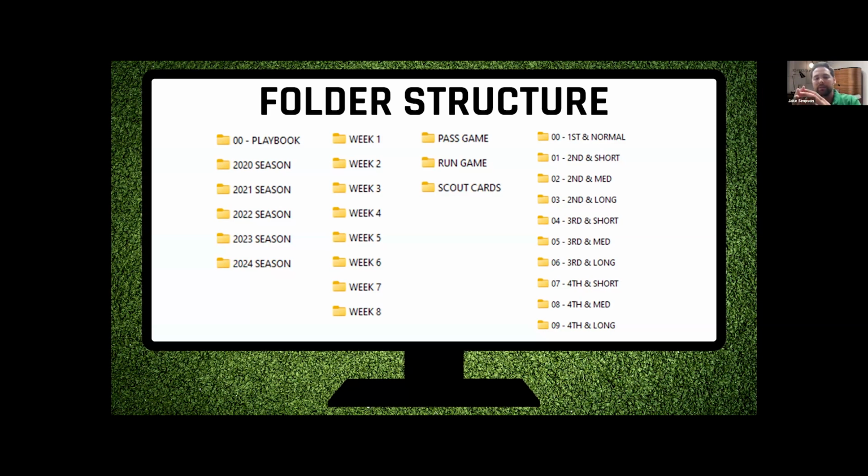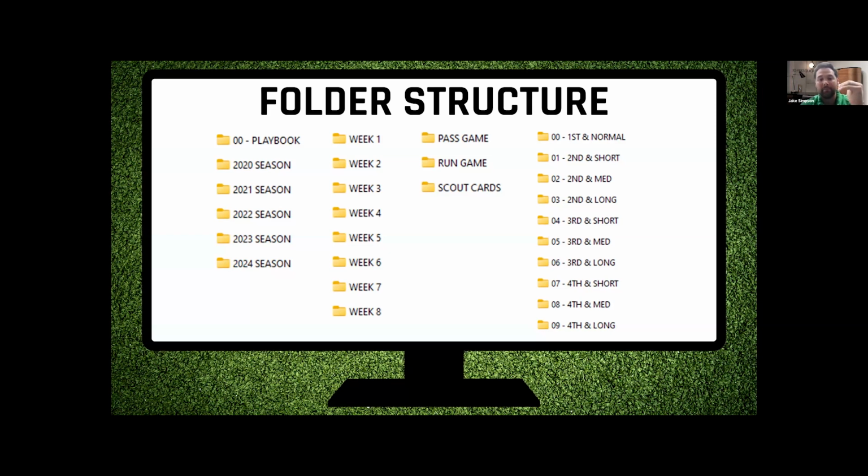So like I was saying, I want it to look the most efficient for my coordinator. If he ever wants to go, hey, I want to pull from my second and medium bucket to put a card into this practice period, I can have it right there organized to where I don't have to do any looking for it.